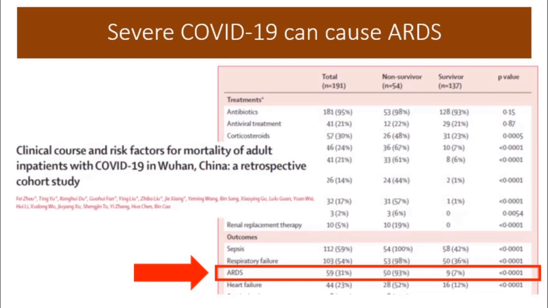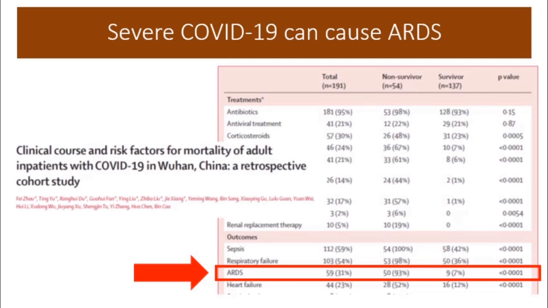So the table that I'm showing you is from a paper that just came out by Zhu and colleagues from China. The title of the paper was Clinical Course and Risk Factors for Mortality of Adult Inpatients. Remember, these are only inpatients, so admitted people with COVID-19 in Wuhan, China, where the pandemic started. And this was a retrospective cohort study. What I want to show you is what the arrow points to at the bottom.